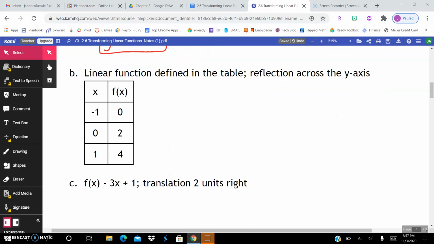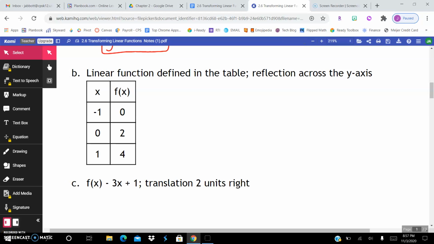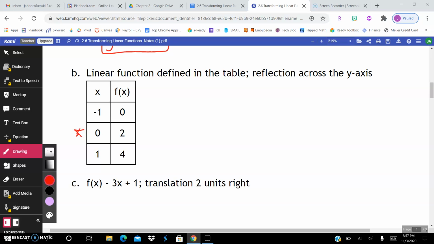For part B, we have to take the linear function defined in the table and reflect it across the y-axis. So before we can do anything, we have to figure out what the function is. First thing I notice is that we are given the point (0, 2). So that is our y-intercept. If we had the formula f of x equals mx plus b, 2 is going to be our y-intercept, positive 2. The only other thing that we need here is the slope.